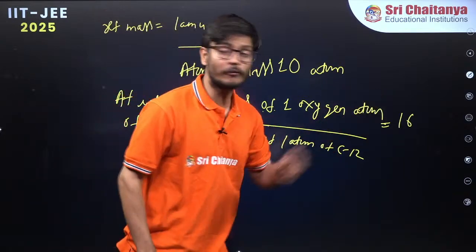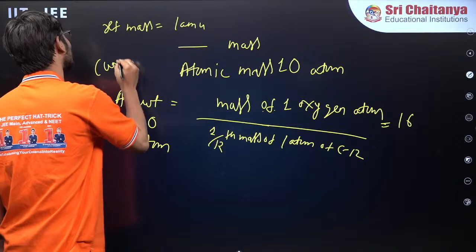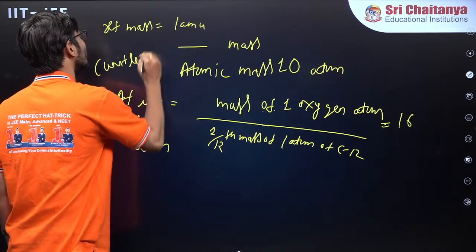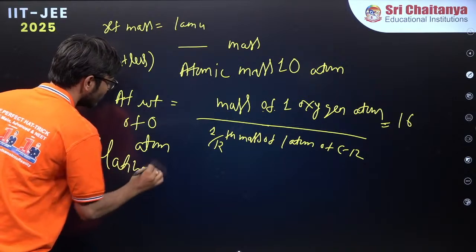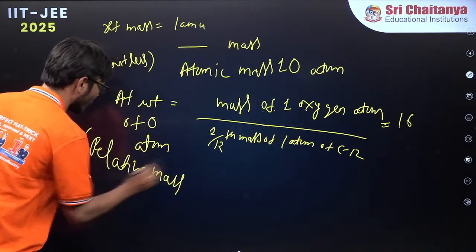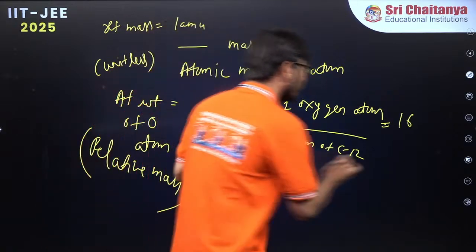So what is the unit of atomic weight, sir? Atomic weight is unitless, beta ji. Atomic weight is unitless because it is a relative mass. Please remember, atomic weight is unitless. क्योंकि इसका यूनिट क्या है? 1/12 का यूनिट क्या है?